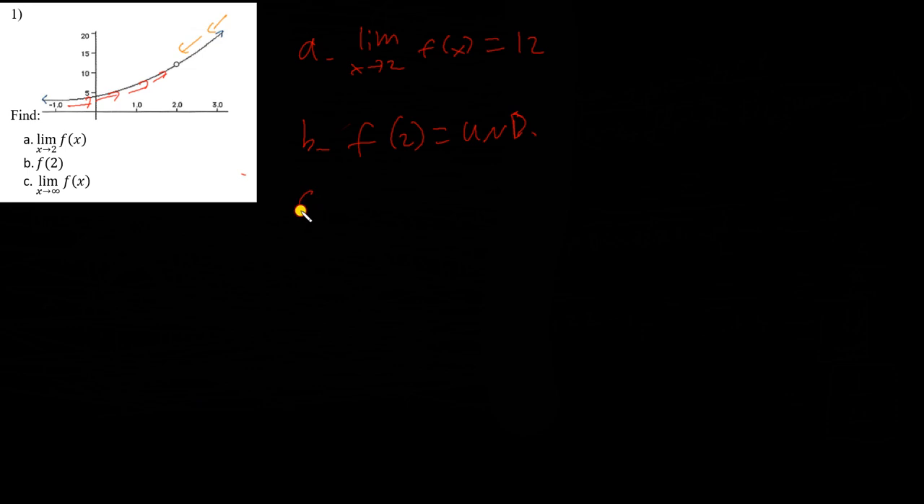And then for part C, the limit as x approaches infinity of f of x, we look at what's going on when x approaches infinity. It's going up and up forever. It's never slowing down. It's never going to stop. So that means it's going to go on and on to infinity. As x approaches infinity, the function approaches infinity as well. So the limit as x approaches infinity of f of x is infinity. Okay, so that was question number 1.